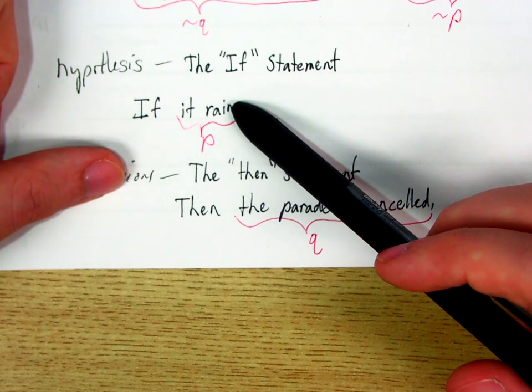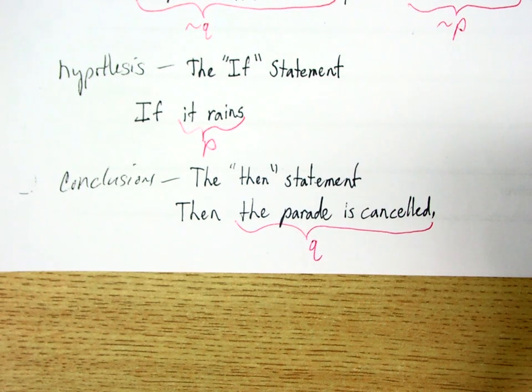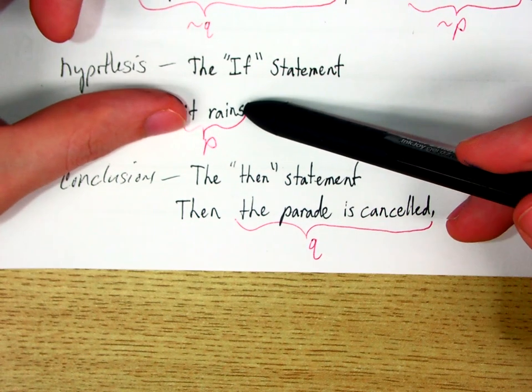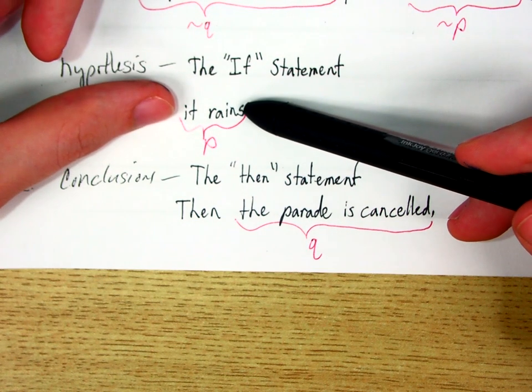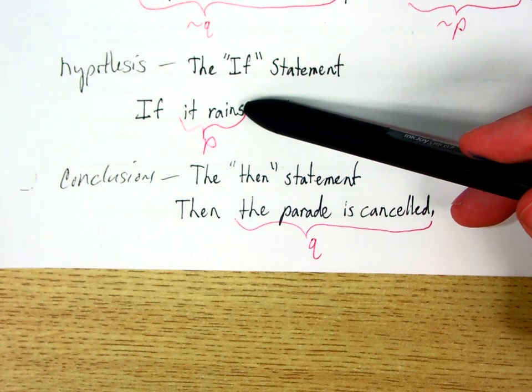Our hypothesis doesn't always have to be it rains. It could be x equals 3. It could be the sky is blue. It's just any sort of sentence, and you're placing the word if in front of it, making it the hypothesis.